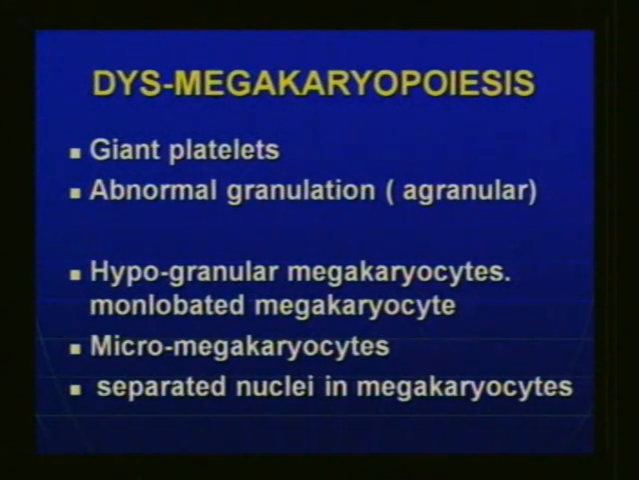Or the megakaryocytes are monolobated. Normally the megakaryocytes have a lobulated large nucleus, whereas here you find only a single nucleus in the megakaryocyte. Or micromegakaryocytes, or the megakaryocyte with all nuclei separated, like multiple balls lying inside the cytoplasm. That's also again a feature of this dysmegakaryopoiesis.